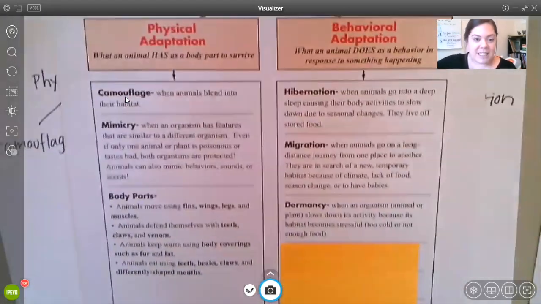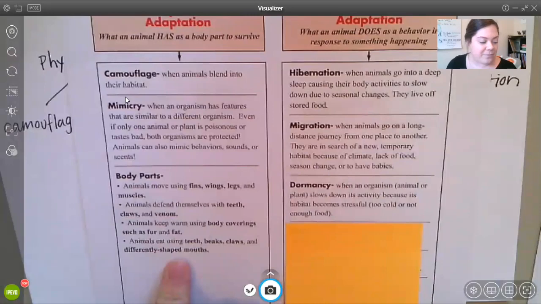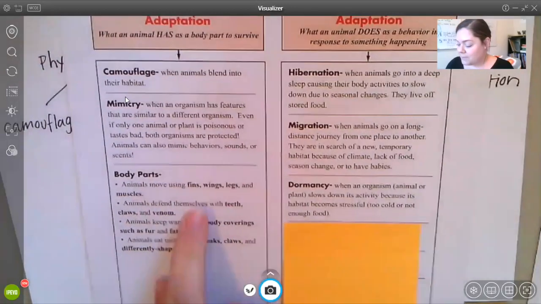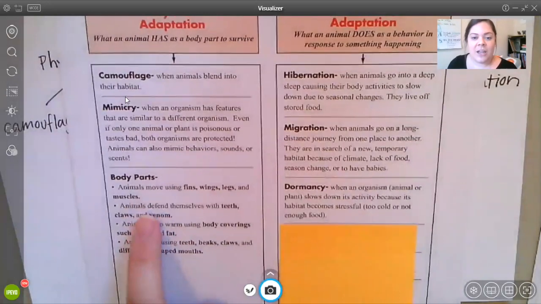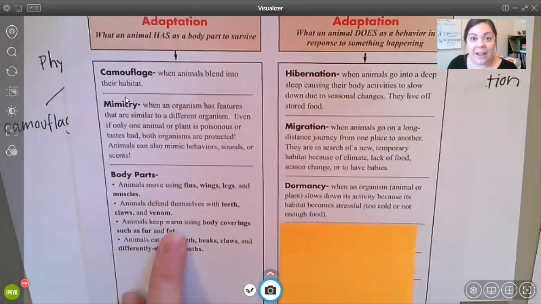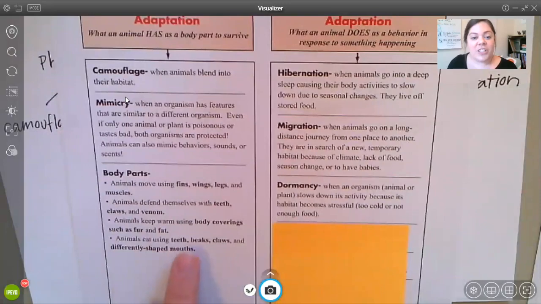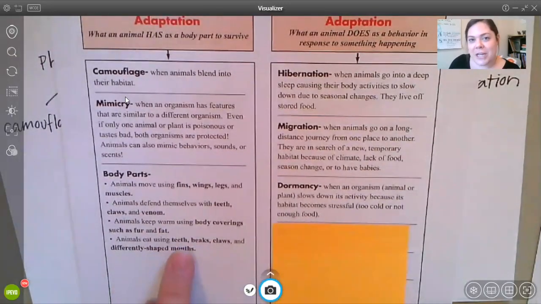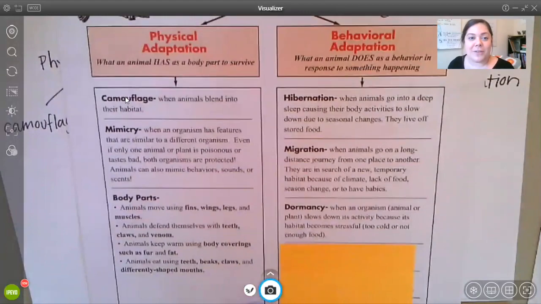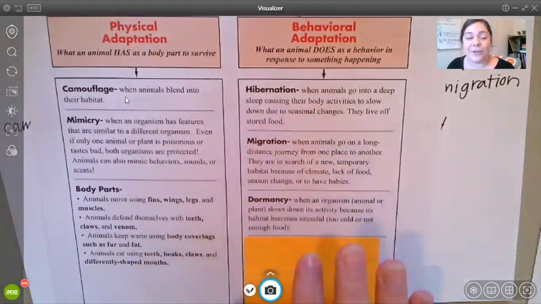We also talked about several other different animal body parts that allow them to survive. We talked about a shark's teeth being a part of its body, a physical adaptation that helps it to survive, and a duck's webbed feet that allow it to survive by moving through its habitat and finding its food sources. You can see here there are several other examples of physical adaptations: fins, wings, legs, and muscles, teeth, claws, and venom, body coverings like fur or blubber and fat on a whale or other marine wildlife. Also, their teeth, beaks, claws, and their different shaped mouths can actually be a really important physical adaptation for a lot of different animals.